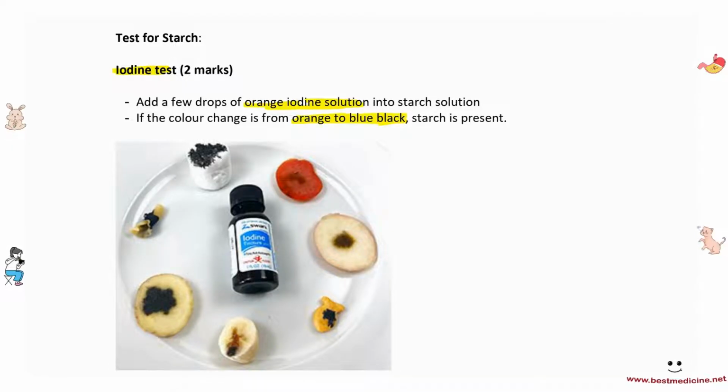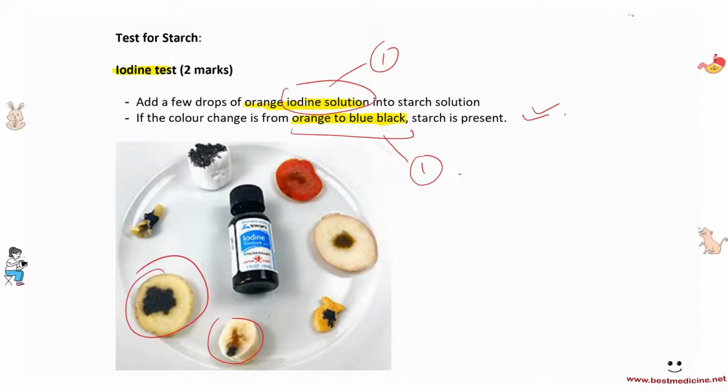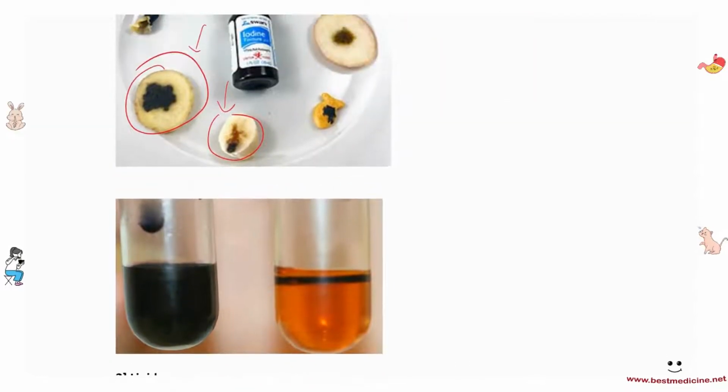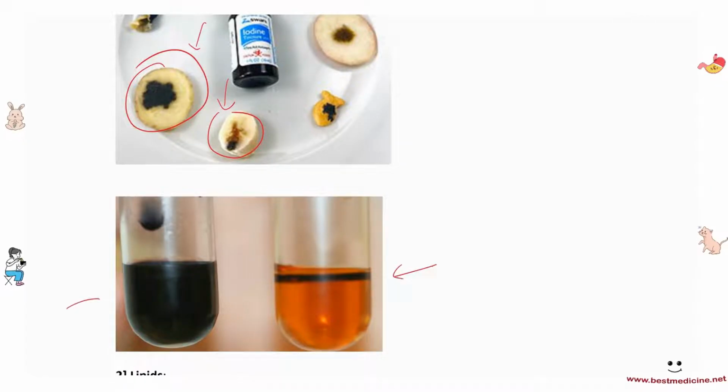So 1 mark for mentioning iodine solution test, right? Iodine solution test, 1 mark. And the 2nd mark is for telling the color change, and you get 2 marks for this. Okay, so an example is shown here in this photo. You have the orange iodine solution, which is poured onto a banana here that contains starch, and some potato here that contains starch, and look how it's turning blue-black. So again, on the right side you've got this orange solution, and on the left side you've got this blue-black solution, which is a positive test for complex sugar starch.